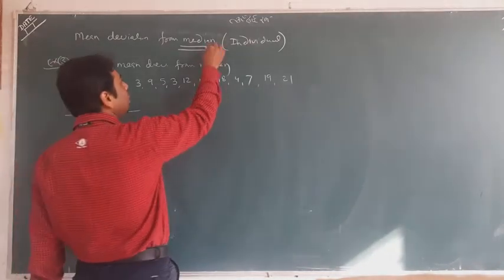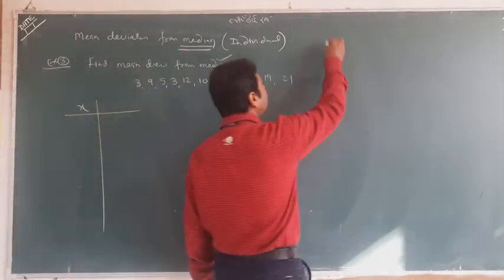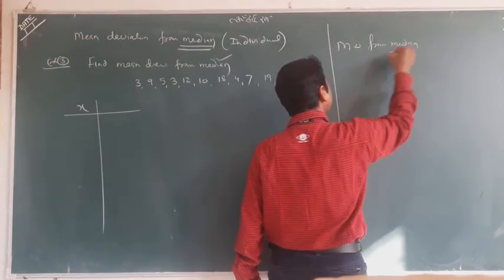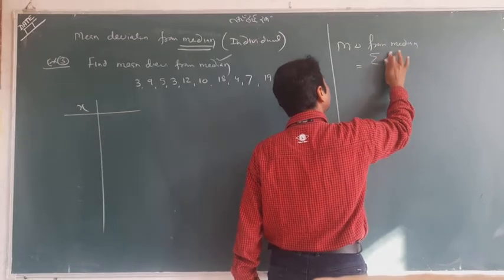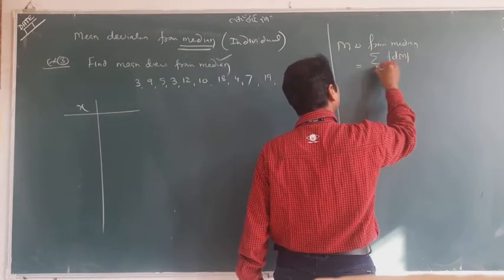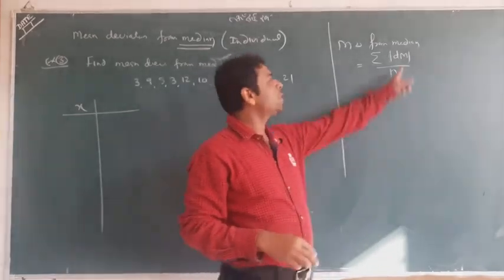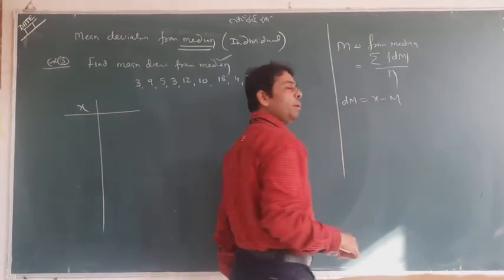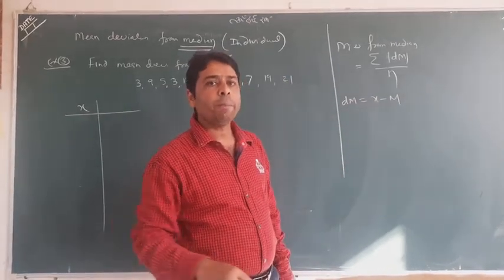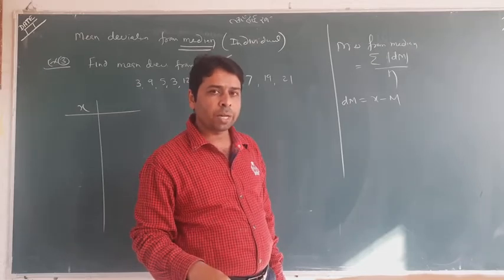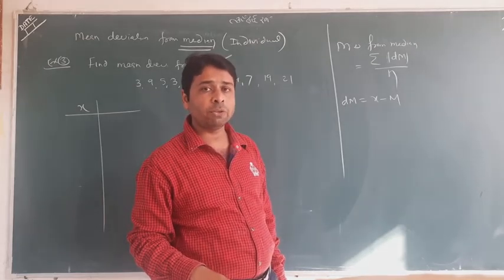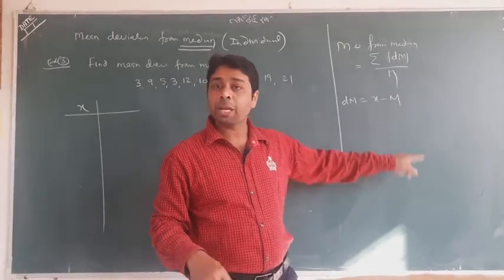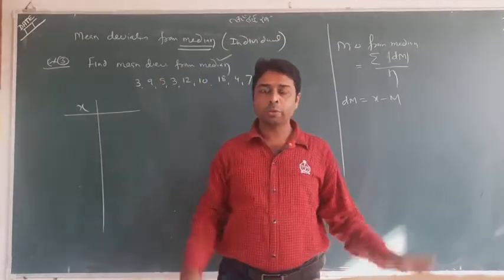While finding the mean deviation from the median, you know it has the same formula, summation dx upon n. This time you will use dm, and dm will be x minus m, where m is the median. Now can you compare the last formula and this formula? In the last formula, where we had to find mean deviation from mean, I took dx, x minus x bar, where x bar was the mean, and this time it is from the median, so you will find the median.